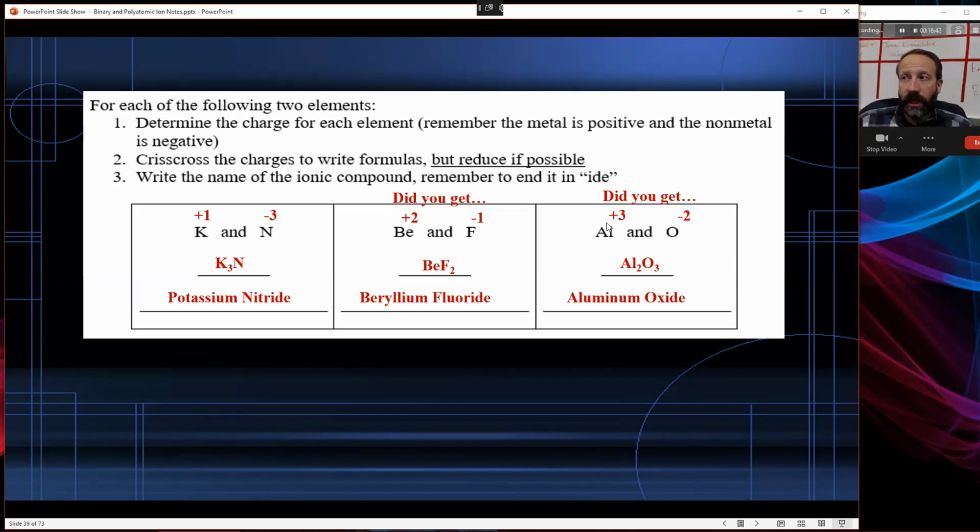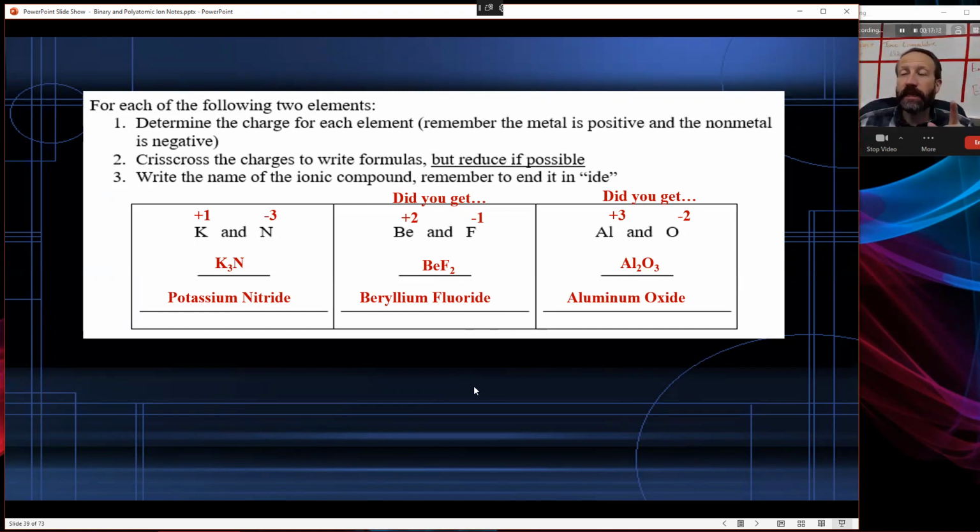I want to point this out if you haven't seen it already. This little 3 here made no difference to the name. This little 2 here made no difference to the name. This 2 and 3 here made no difference to the name. That's the cool part about naming these. It's just blah, blah, blah, blah, ending in "ide." The numbers don't matter. The numbers do matter to the formula. You're doing those three steps: symbols, charges, crisscross, reduce. They matter to the formula, but not to the names.